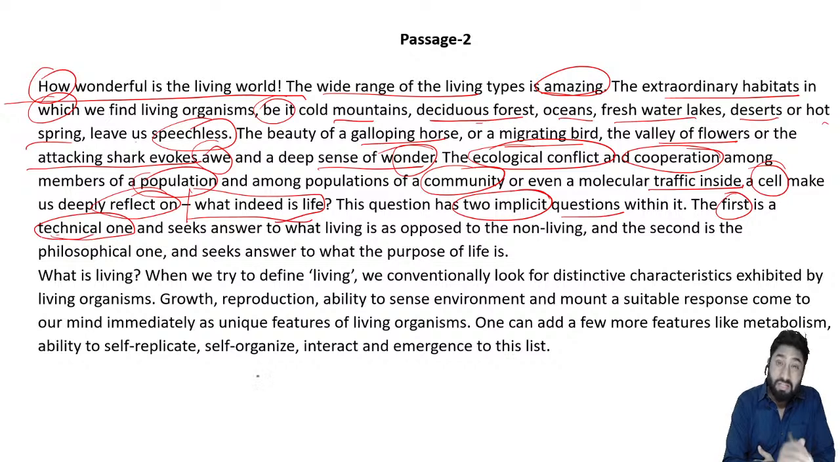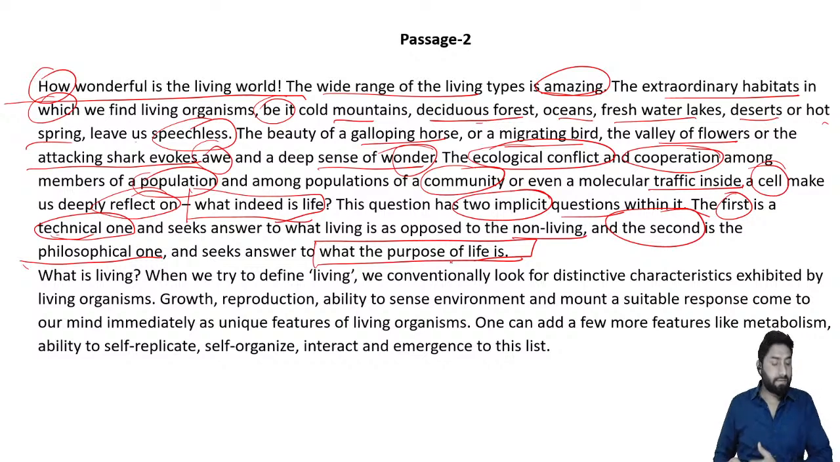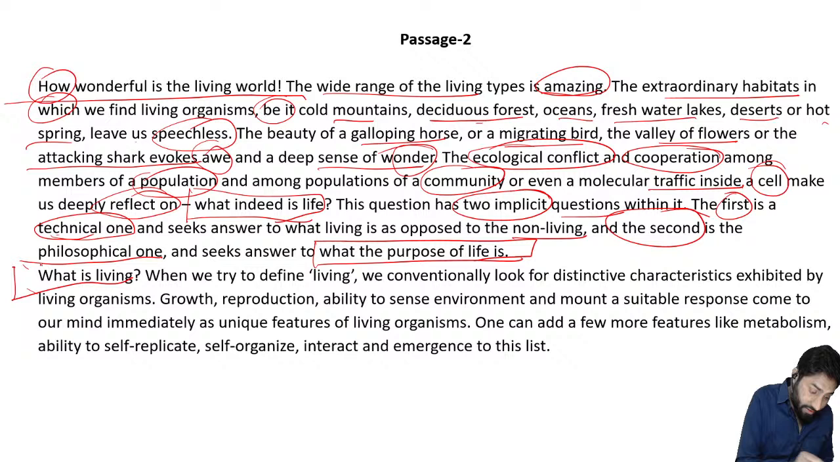The first is a technical question, which implicitly seeks the answer to what living is as opposed to non-living. And the second one is the philosophical one and seeks the answer to what the purpose of life is. Right? Two questions they discussed. And what is living? They're going a little deeper into this question.